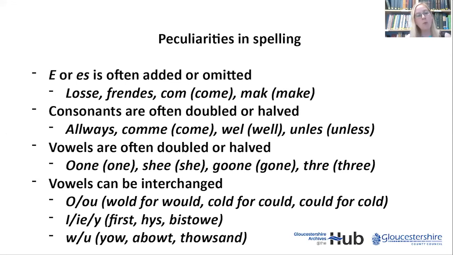I or IE or Y in place of each other. So you could have first, but you could also have first spelt with a Y, for example. His spelt with a Y instead of an I, and bestow instead of bestow or bestow. And then similarly, you've got the W and the U. So you've got W replacing the U in about, for example, and also U and thousand. So it could just look a bit weird, but once you start putting the words together, it's quite obvious what they are if you haven't been able to work it out.